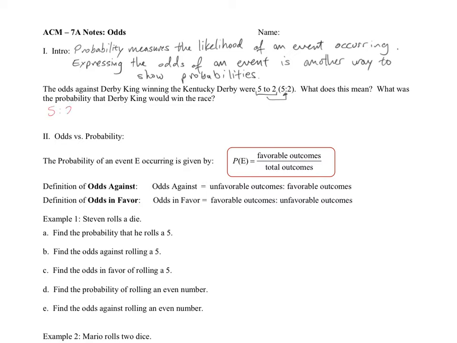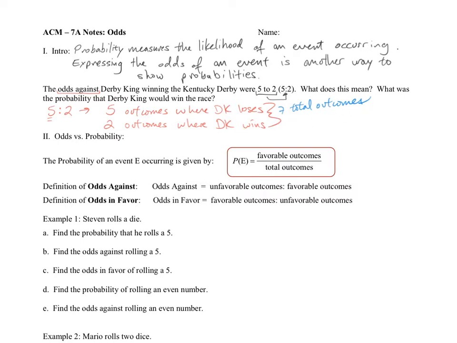So we've got 5-2, and these are odds against, and these two words are going to be very important. These two words describe the first number. So what this 5-2 means is that there are 5 outcomes where Derby King would lose the race, and 2 outcomes where Derby King wins. Which means that, of course, if there are 5 where Derby King loses and 2 where Derby King wins, add those up, you get 7 total outcomes.